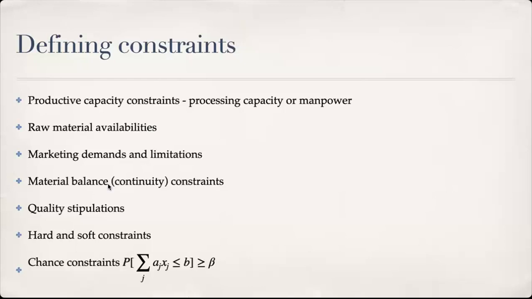The next thing is material balance, or we call it continuity constraints. What is material balance constraint? For example, whatever you feed to the system must agree with the output, right? It's material balance, of course. This must be equality, always equality, right? Equality constraint.